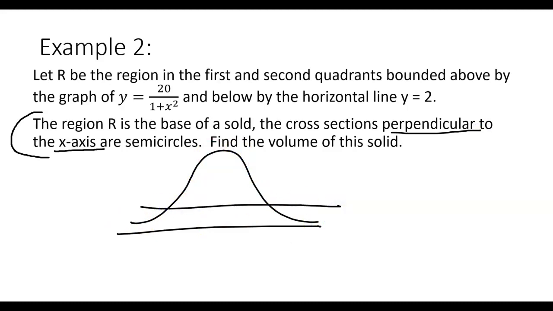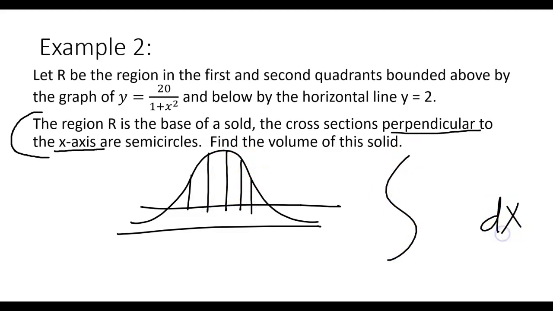My cross sections are perpendicular to the x-axis, which means that we're going this way, which means that my integral is going to be with respect to x, and it's going to be the right endpoint minus the left endpoint. Now the left and right endpoints are the places where they're crossing, so I need to find out where they're crossing.